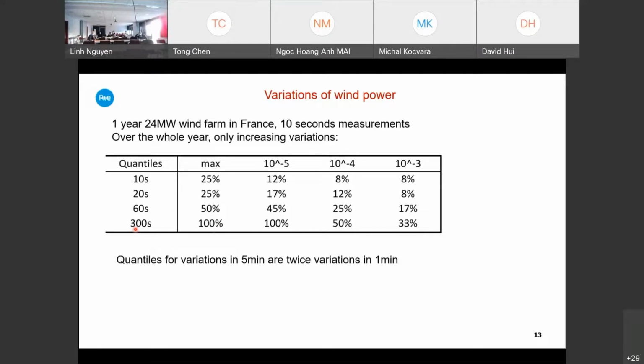So these are probabilities, and these are increases in percentage depending on the time. What is interesting here is the fact that variations in 5 minutes are twice variations in 1 minute. If you look at this line here and the last one, then the 5 minutes is always, whatever the quantile, twice the increase in 1 minute. This is a proof that we are right to try to act very fast at the latest time and not in advance.